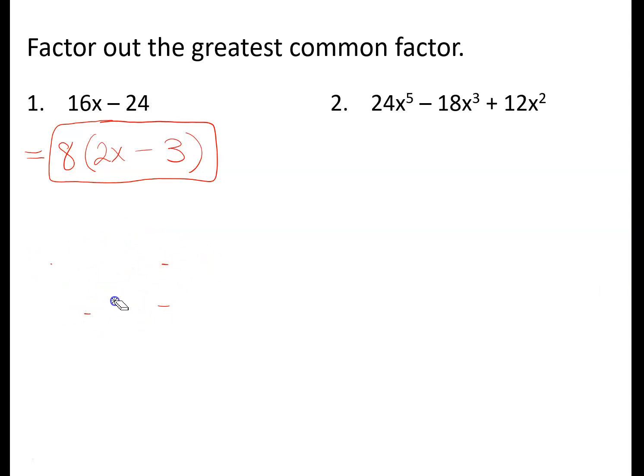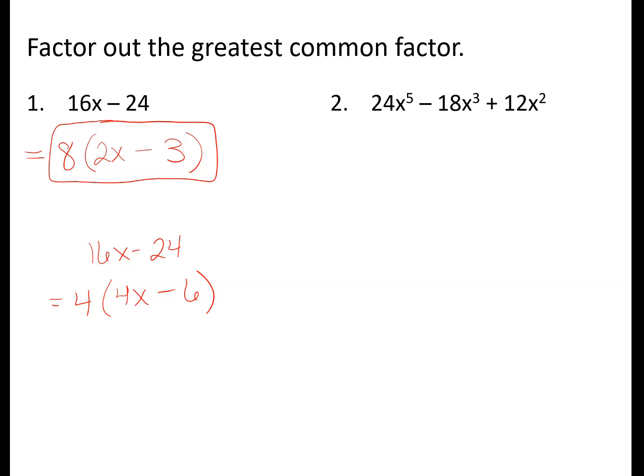But let's just say we were working this problem and we didn't think about 8. We only thought about 4 as a common factor. And so we went back to our original and said, okay, I'm going to pull out a 4. So if I divide each by 4, I'm going to get 4x, and then negative 24 divided by 4 is negative 6. If I check that by distributing, 4 times 4x is 16x, and 4 times negative 6 is negative 24. So it is a correct way of factoring. It multiplies back to equal your original problem.